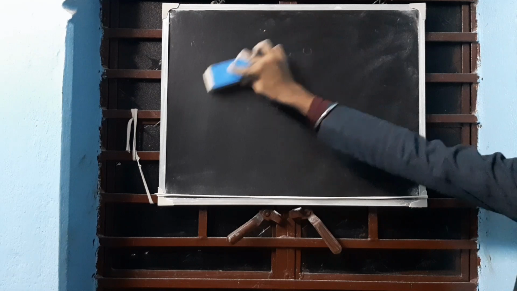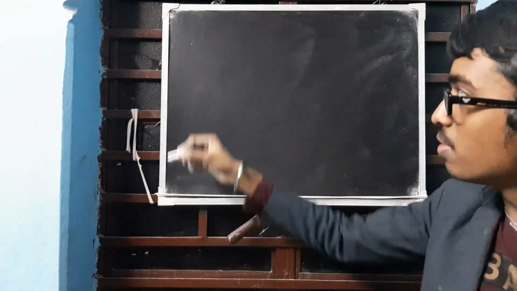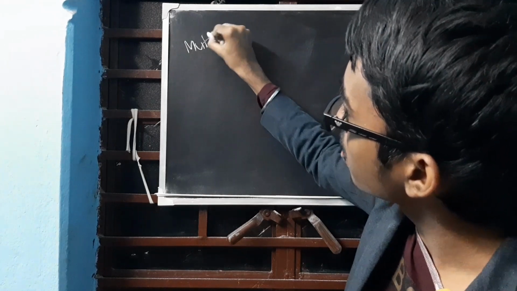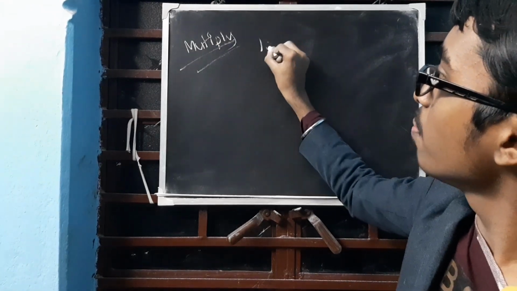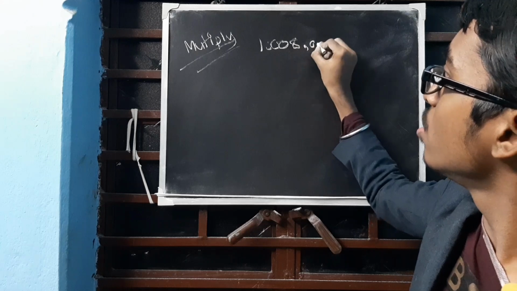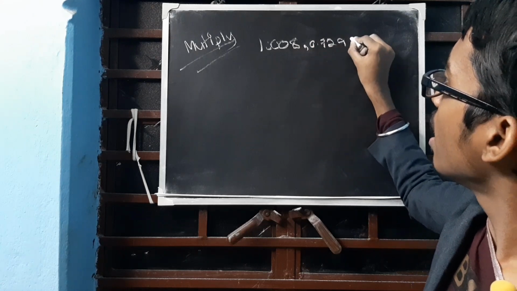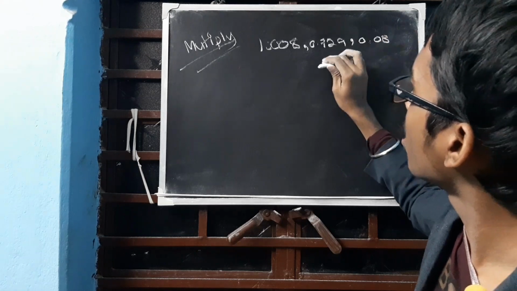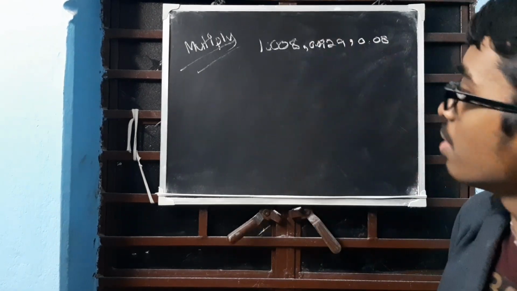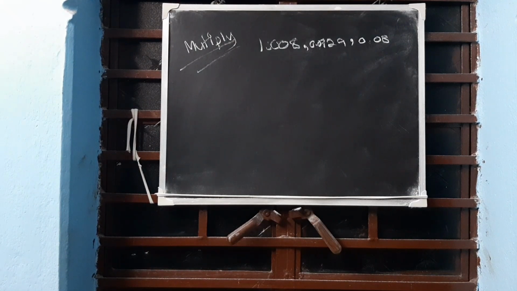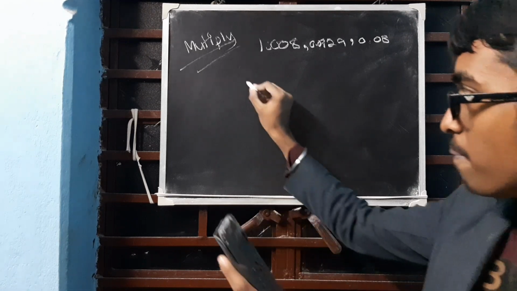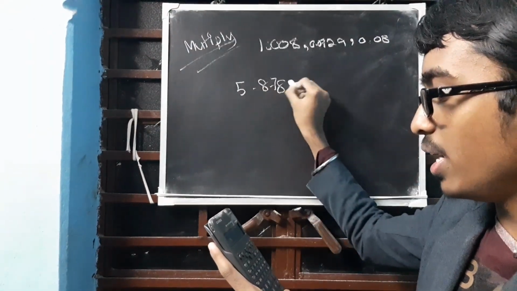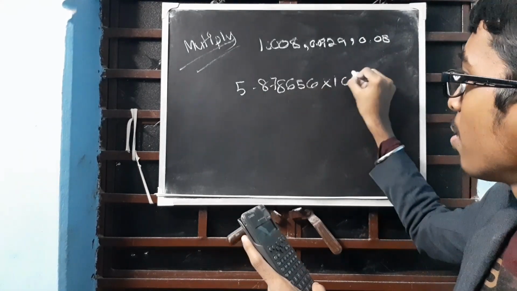Now we are moving on to multiplication and division. Now you say what's the difference? There is a difference. Multiply 1.008, 0.0729 and 0.08. Same numbers I have given. Now you have to multiply, so let's multiply and check what the answer is. 1.008 into 0.0729 into 0.08. The answer is 5.878656 into 10 to the power minus 3.